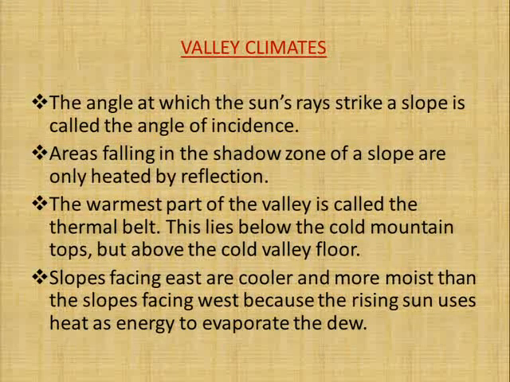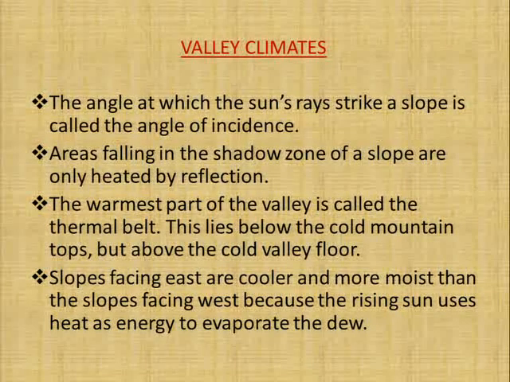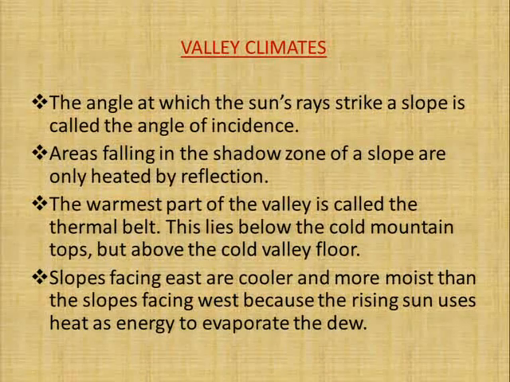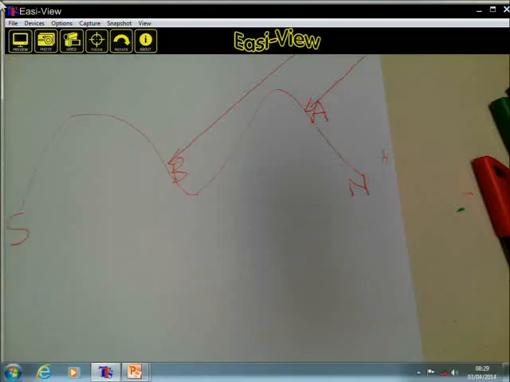So now the areas falling in the shadow zone, as I have indicated, of a slope, are only heated by reflection. The warmest part of the valley is called the thermal belt. This lies below the cold mountain tops, but above the cold valley floor. Let's go back to our diagram.